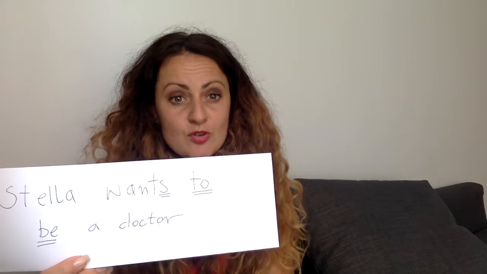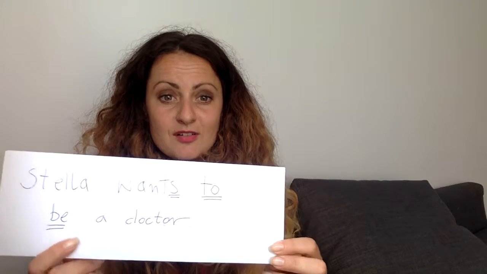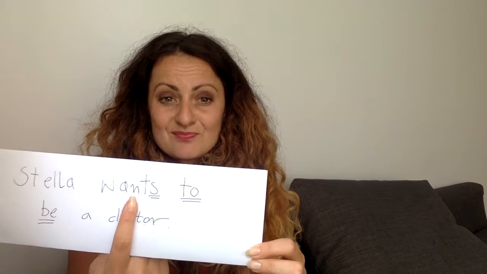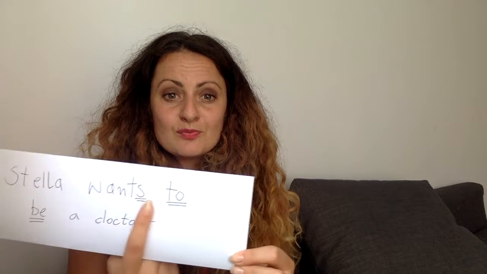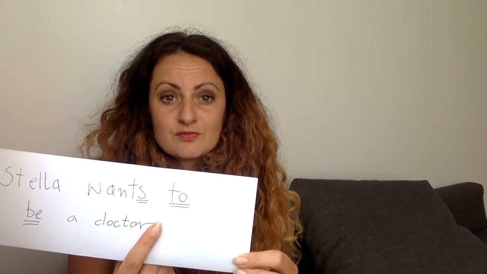Or, for example, this one. "Stella wants to be a doctor." And this sentence includes the s in wants, and to after want, right? So if someone says, "She read a book." "She read a book? And Stella want to be a doctor?" No, and they usually say, "No, Stella wants to be a doctor." So she read? She reads a book.